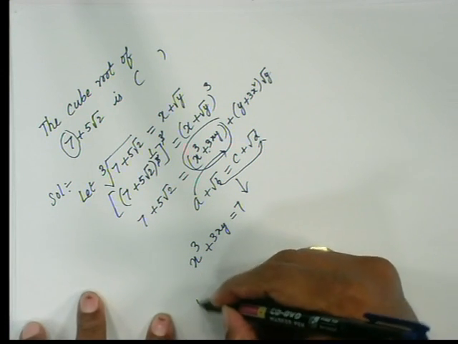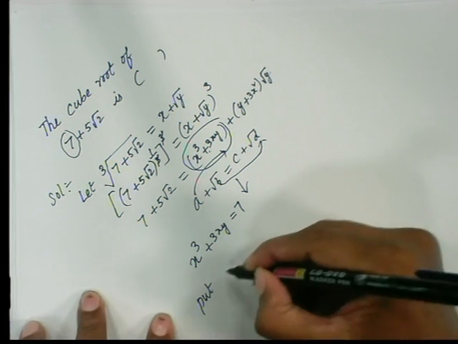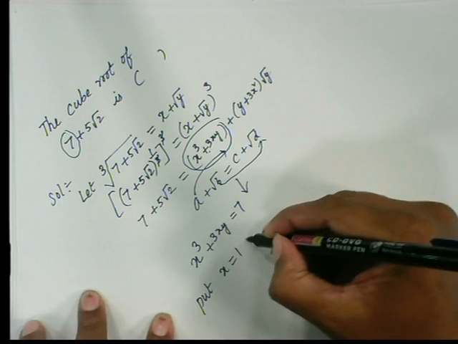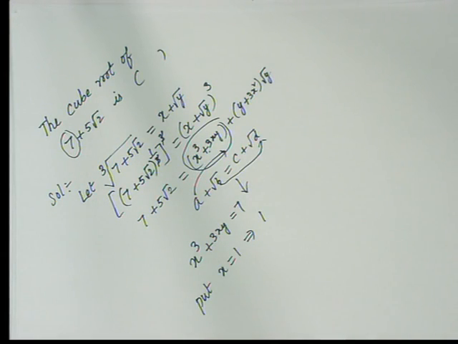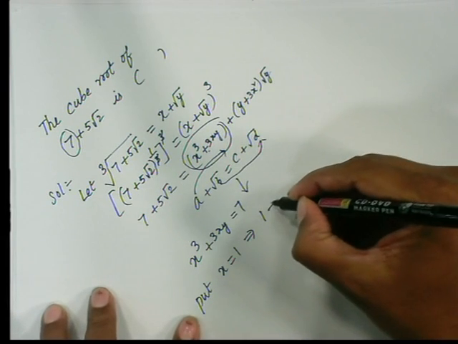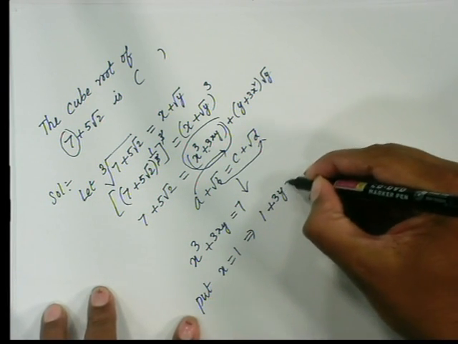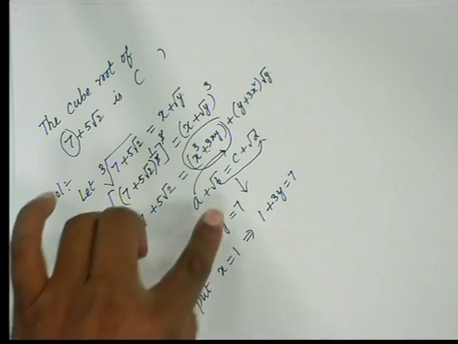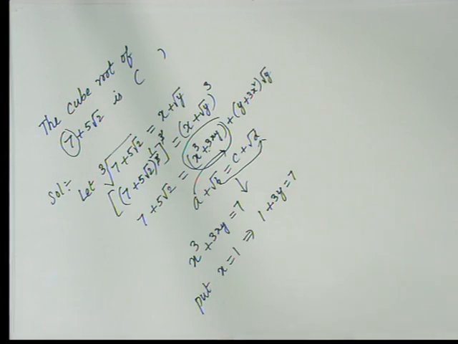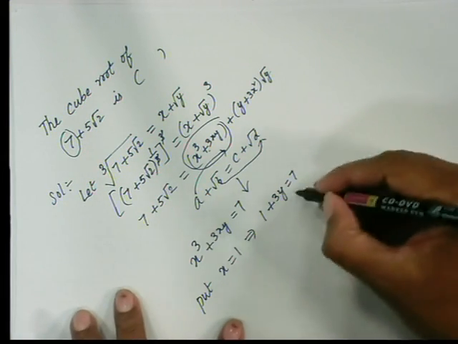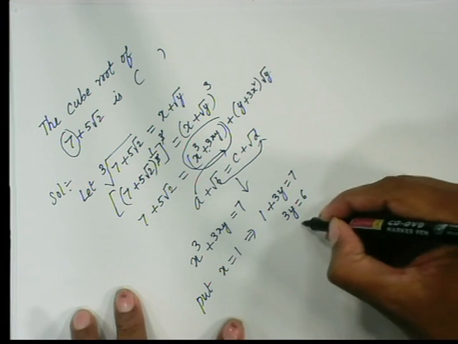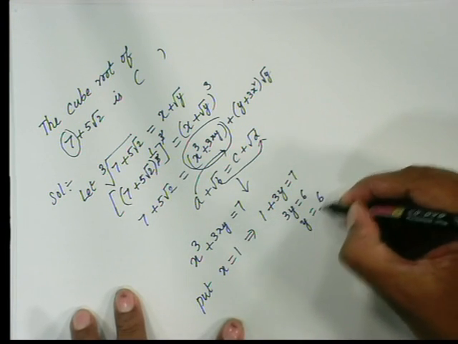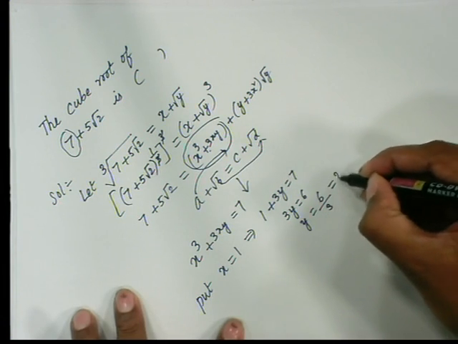First put x is equal to 1. Now, what do you get? 1 cube, 1, plus 3y equals 7. Need I explain? This is 3 into 1, 3, 3y. Now, it is a simple linear equation in y. 3y is equal to 6, y is equal to 6 by 3, that is 2. Now, stop.